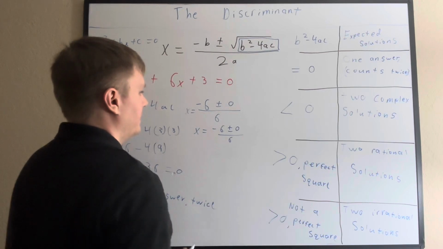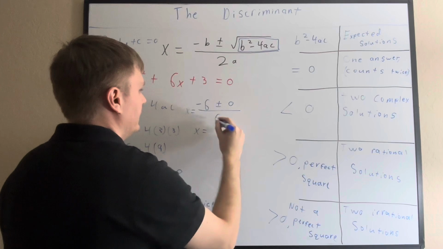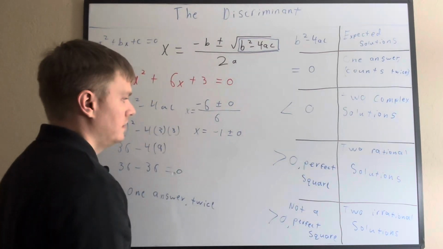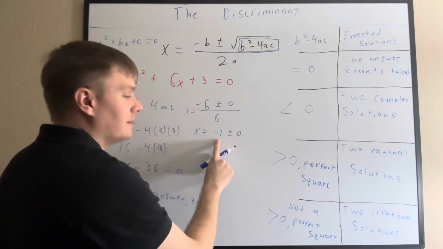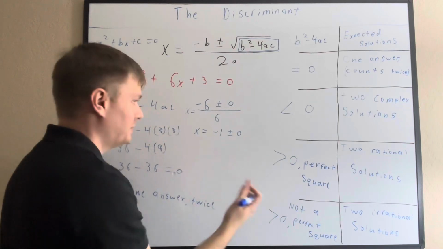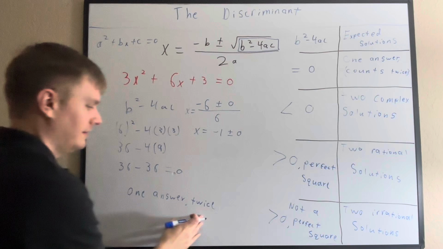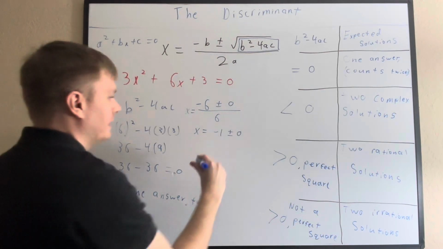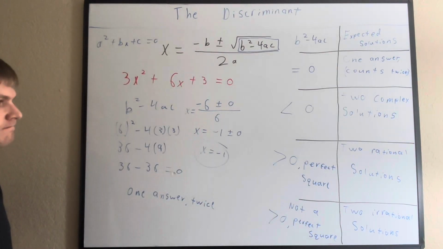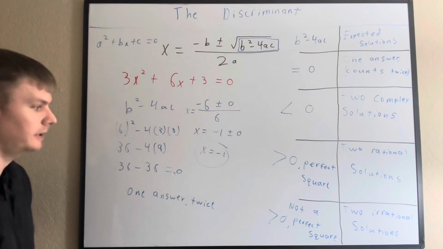I basically just wrote the same thing again. What is negative 6 over 6? It's just negative 1 plus or minus 0. Well, the answer is negative 1, but it's being added to 0 and 0 is being subtracted from it, so it kind of counts twice because of that plus minus. See that? And that's why we say it's one answer that counts twice, just because of the plus minus in there, right?